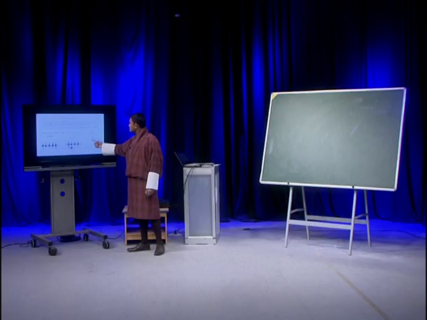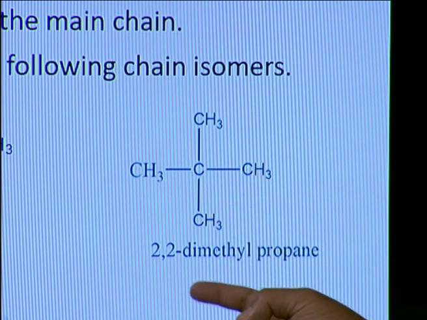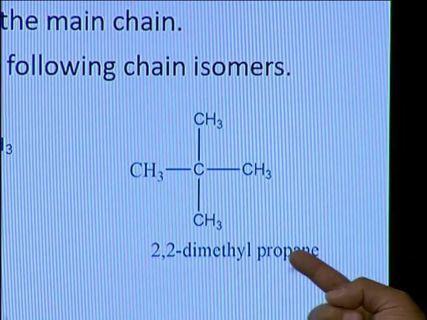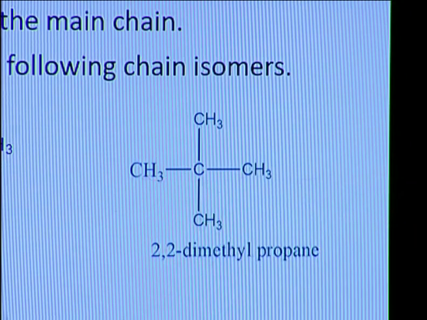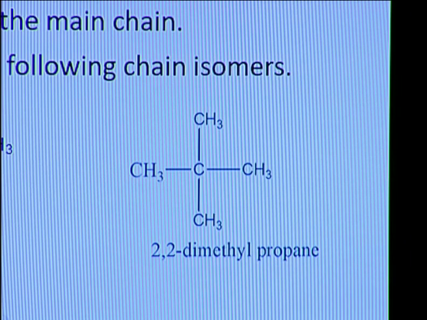So it becomes 2,2-dimethyl, meaning one methyl group is at carbon number 2, and another one is also at carbon number 2. We have 2,2-dimethylpropane, propane because in the parent chain we have 3 carbon atoms. So, it becomes 2,2-dimethylpropane.